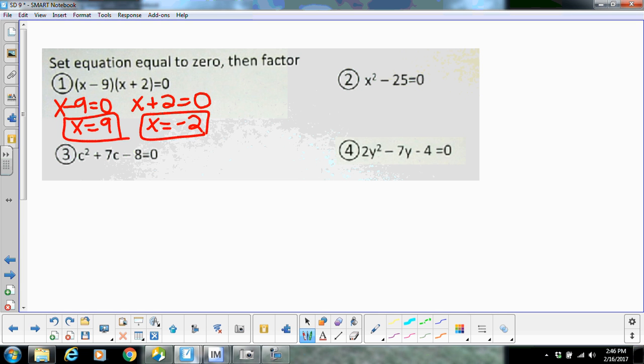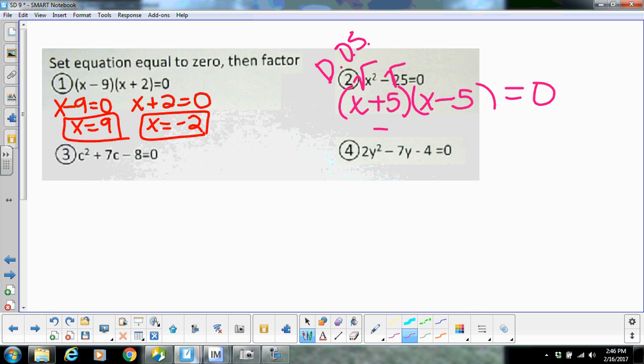Okay, for the remainder of these, you are going to have to factor first. So I'm going to start with number 2, which is going to be a difference of squares. Okay, so that's going to give me x plus 5 and x minus 5 because I take the square root of x squared and the square root of 25. And then I set both of these equal to 0, which gives me answers of -5 and +5.